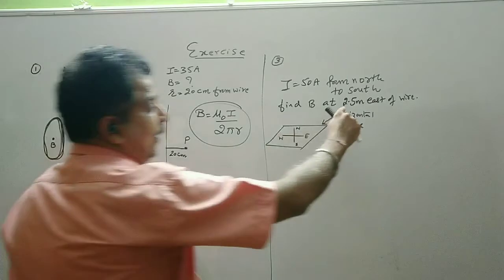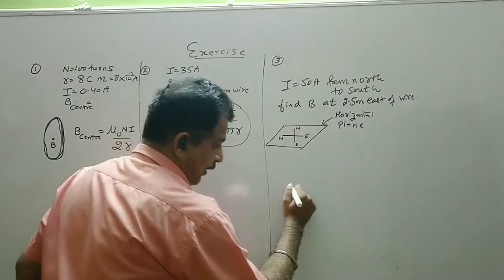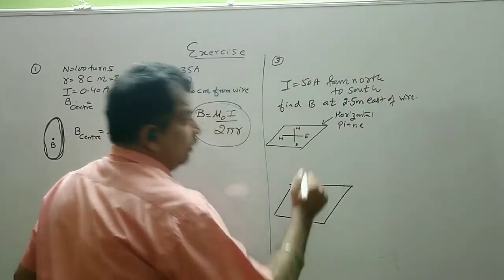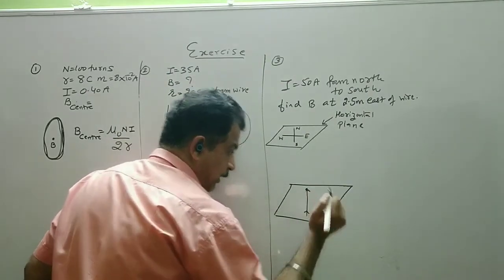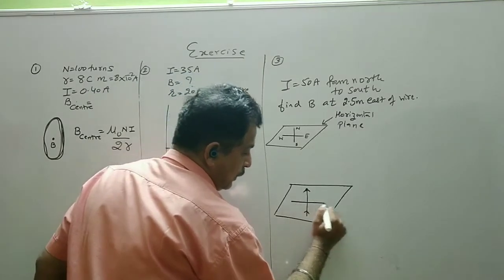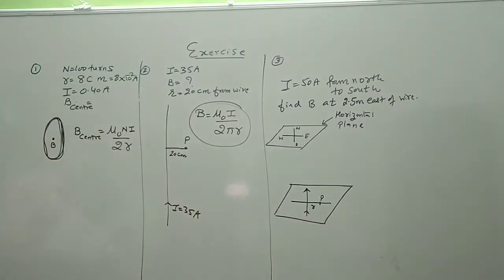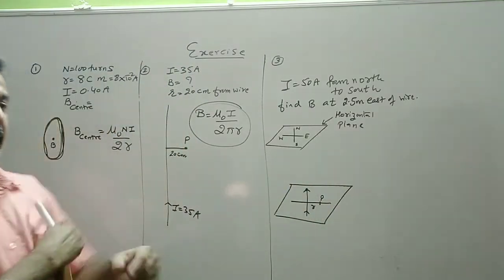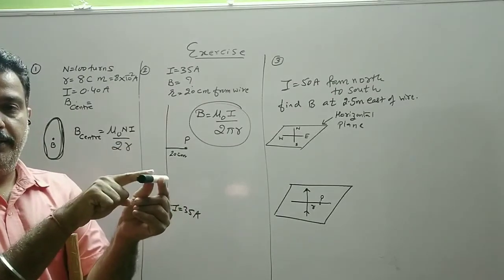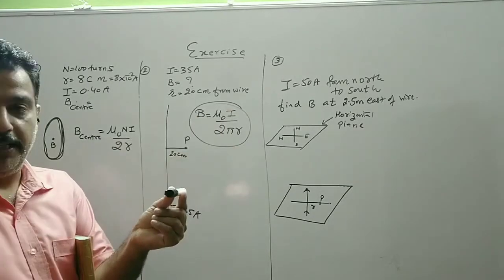So your point is 2.5 meter east of the wire. That is, if I take this horizontal plane, the current is flowing from north to south, and the point is 2.5 meter east of the wire. So this is a point P, which is 2.5 meter. So if I take this as north-south direction, the point is 2.5 meter on the east of the wire.